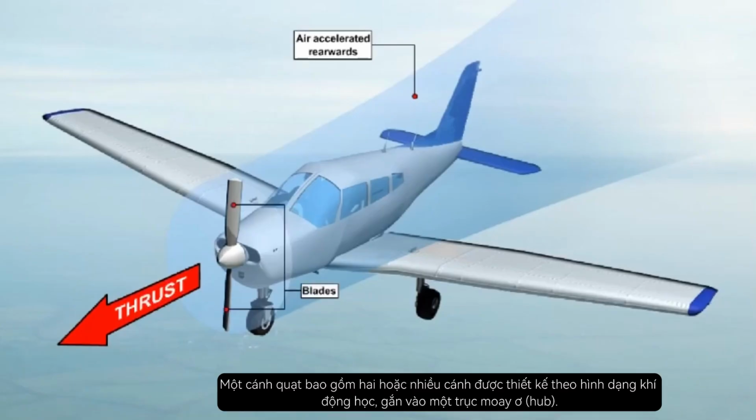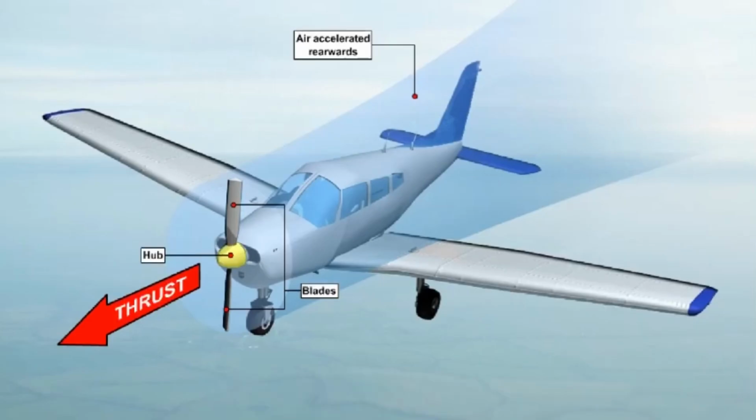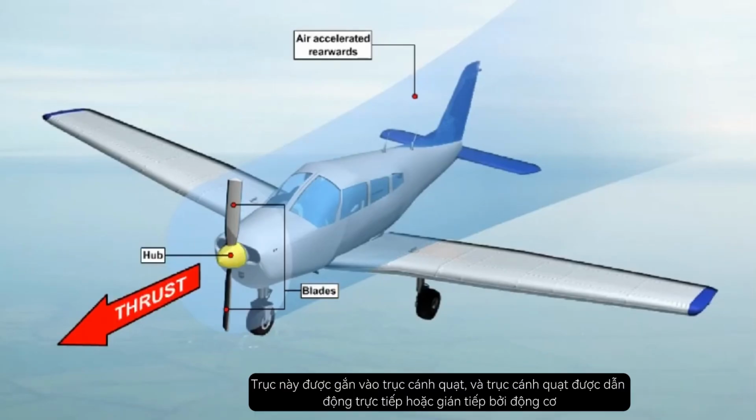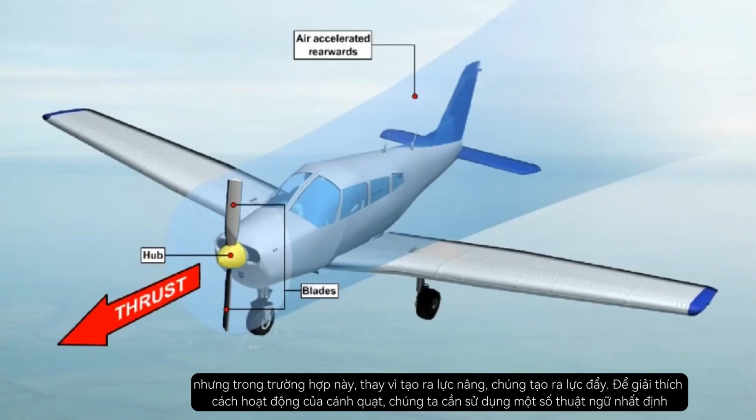A propeller consists of two or more aerodynamically shaped blades attached to a central hub. This hub is mounted onto a propeller shaft which is driven, either directly or indirectly, by the engine. The hub and the blades are thus spun round by the propeller shaft, and act rather like wings, which by rotating would generate lift, or in this case, thrust.